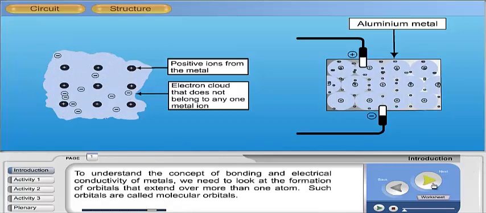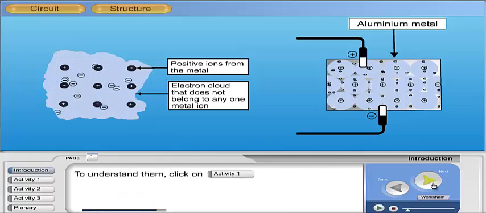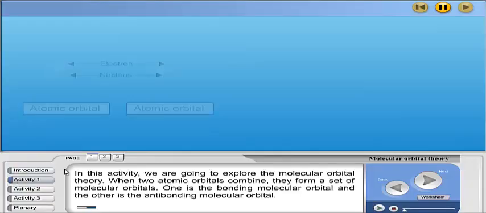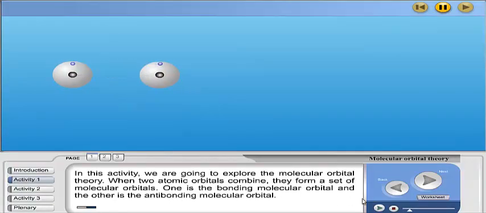To understand the concept of bonding and electrical conductivity of metals, we need to look at the formation of orbitals that extend over more than one atom. Such orbitals are called molecular orbitals. To understand them, click on Activity 1. In this activity, we are going to explore the molecular orbital theory.